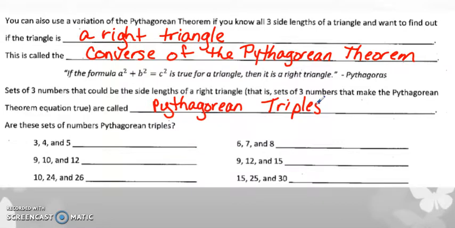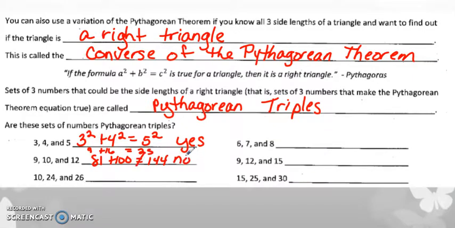You want to determine, in this first example, does 3 squared plus 4 squared, does that equal 5 squared? Well, 3 squared is 9. 4 squared is 16. 9 plus 16 is 25, which is 5 squared, so that is a yes. Now the next one, we are going to take 9 squared. 9 squared is 81. 10 squared is 100. Is that equal to 144? No, it's not.